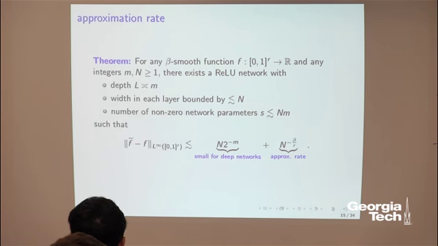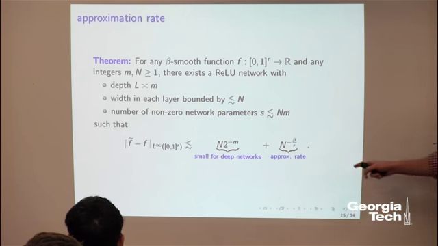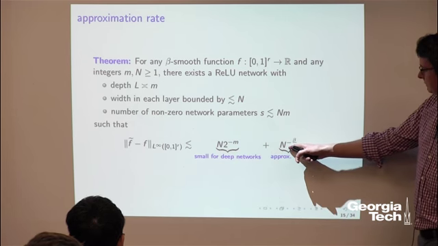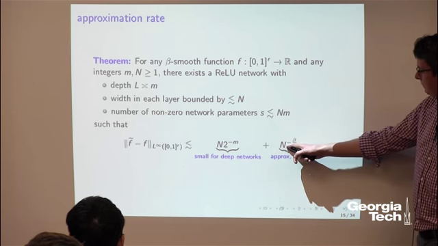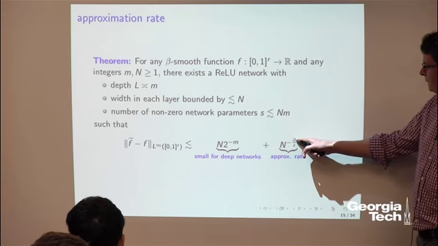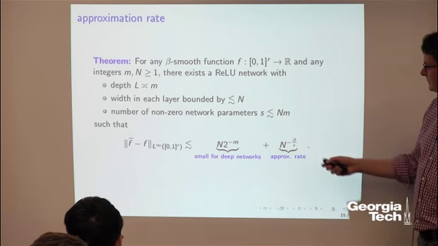up to a sup-norm bound that is given by two terms. The first term is N times 2 to the minus m. I will come to that in a second. And the second term in the upper bound is the classical approximation rate, what we have seen before for other approximation paths. If you have capital N parameters, you should get the rate N to the minus beta over r for beta smooth functions in r dimensions.